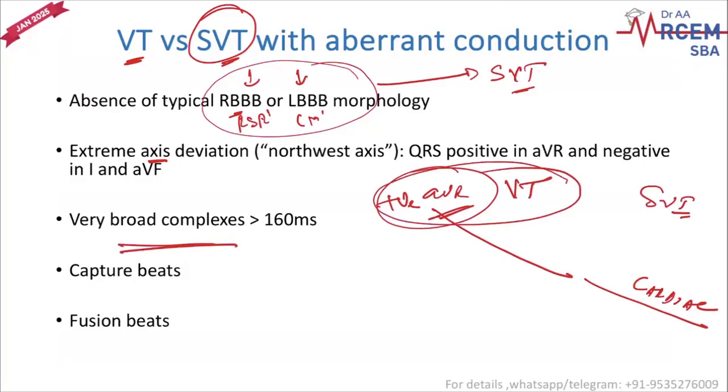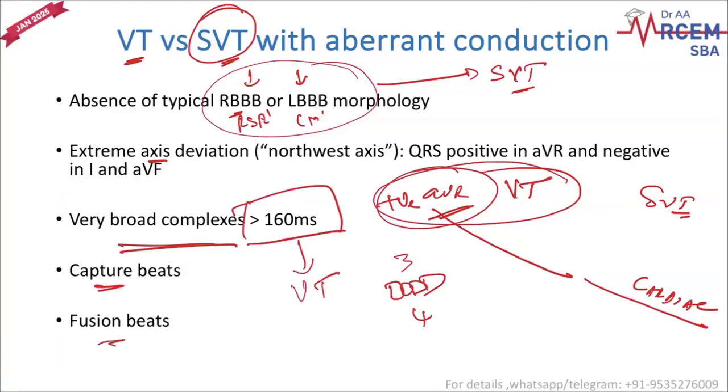If the QRS complex is very broad, usually we call the QRS complex broad if it is more than 3 small boxes. If it is more than 4 small boxes, that is 160 milliseconds. If it is more than that, it means it is a very broad QRS complex. It's more suggestive of, again, ventricular tachycardia.